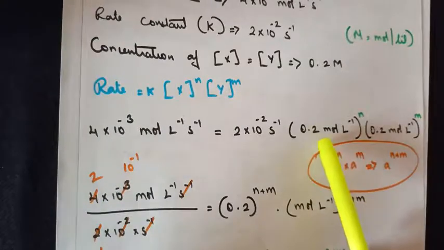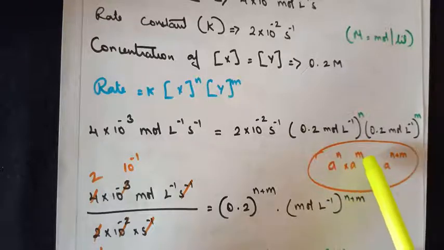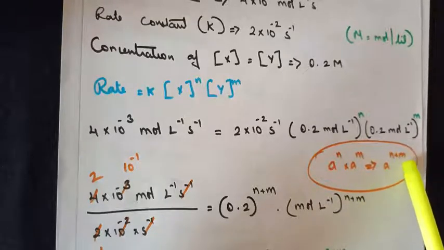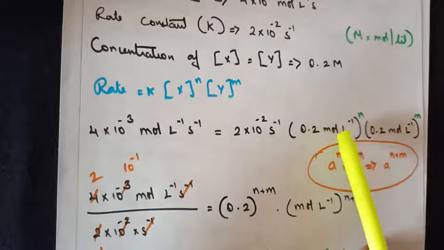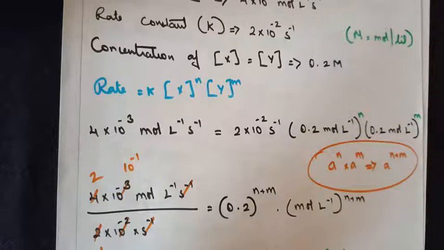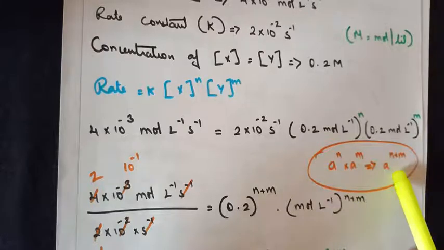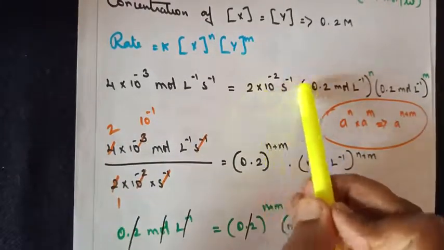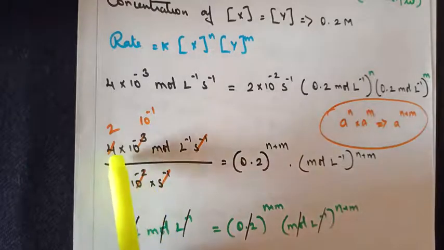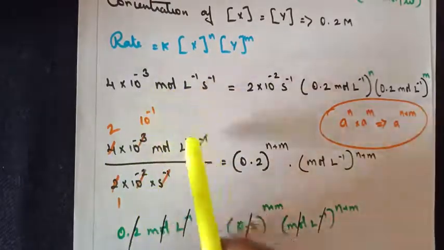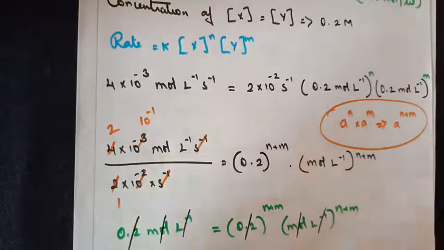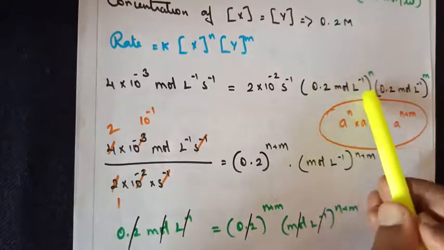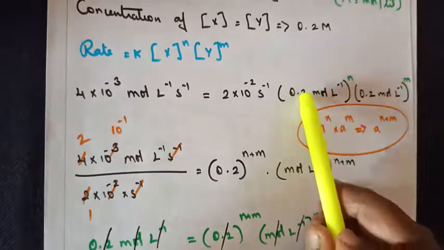In the next line, if you look at it, we follow the laws of exponents. A to the power n into a to the power m is equal to a to the power n plus m. In both places the a value remains the same, 0.2, 0.2. Mole here and mole here, liter inverse and liter inverse. So you can follow the laws of exponents for an easy calculation. Bring this rate constant value to the denominator. So 4 into 10 to the power minus 3 mole liter inverse second inverse by 2 into 10 to the power minus 2 second inverse is equal to, using the laws of exponents, I'm writing it only once instead of writing everything twice, a to the power n plus m.